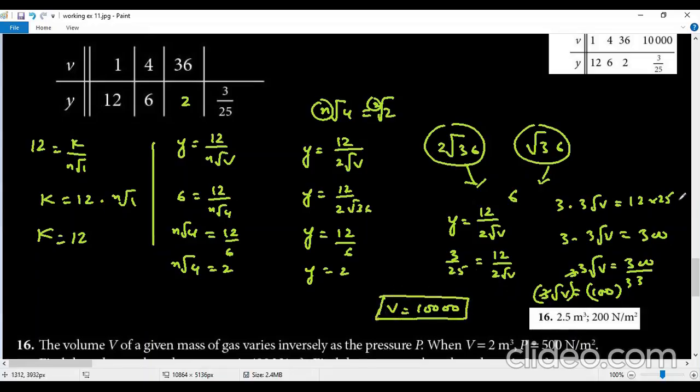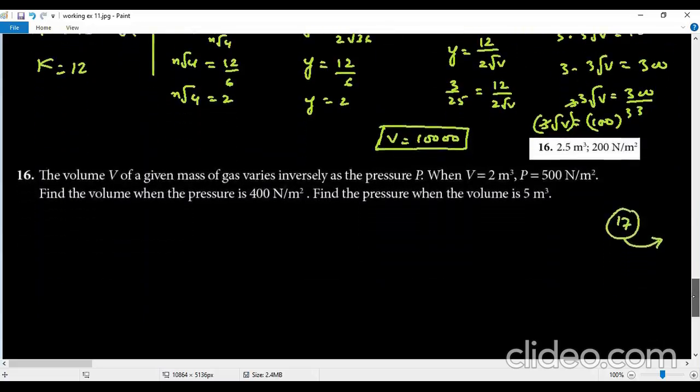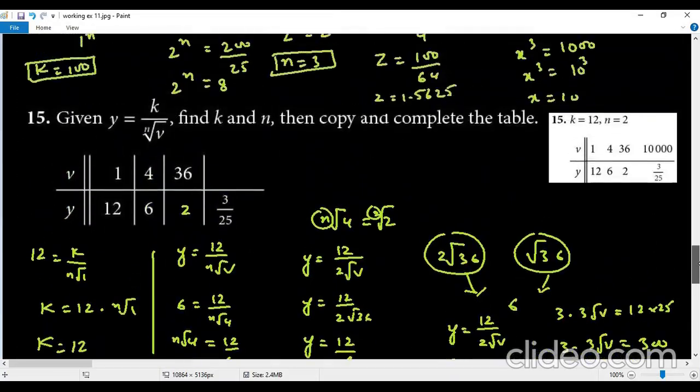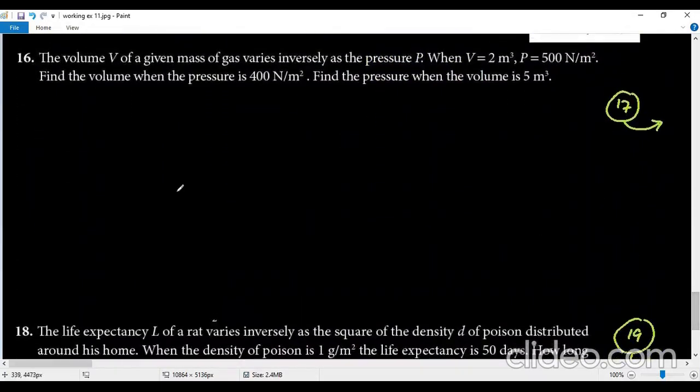Moving on to the next question, which is saying the volume V of a given mass. V is inversely proportional to the pressure. That means 1 over P. That means V is equal to K over P. Now, when V is 2, we need to find out K when pressure is 500. That means K is going to be equal to 1000.